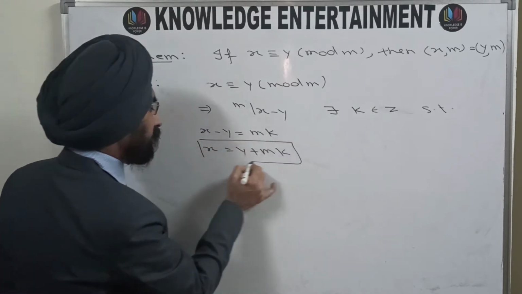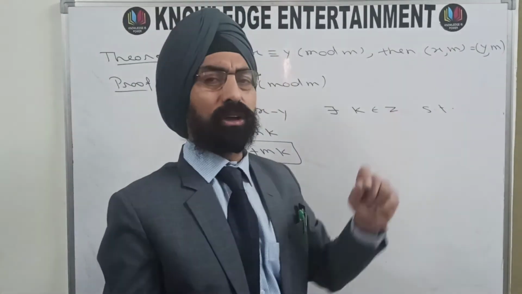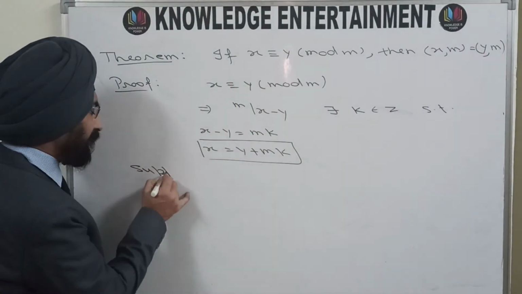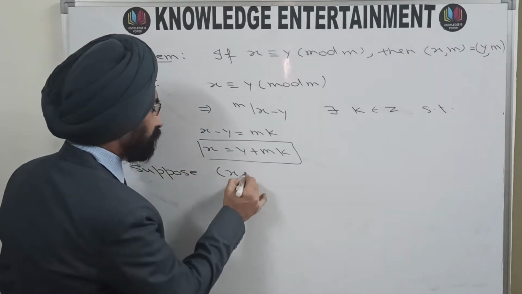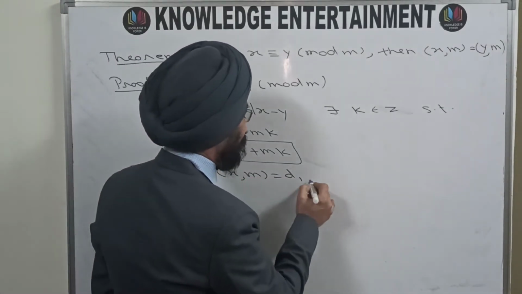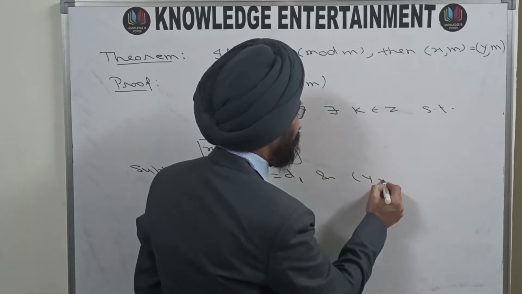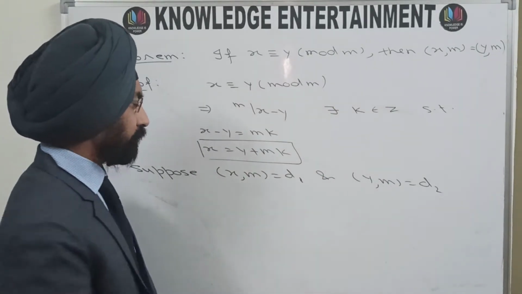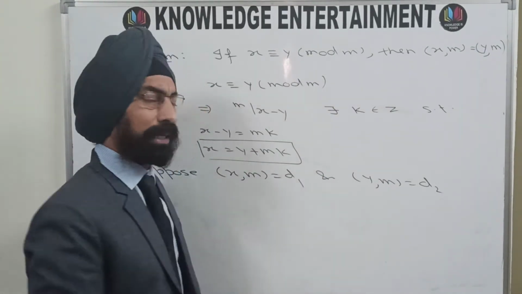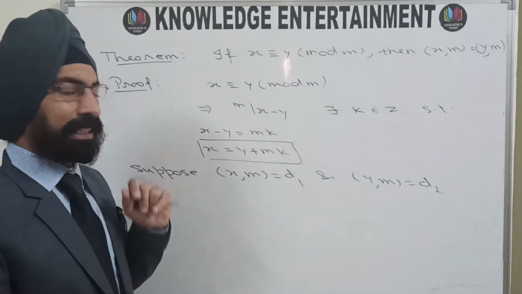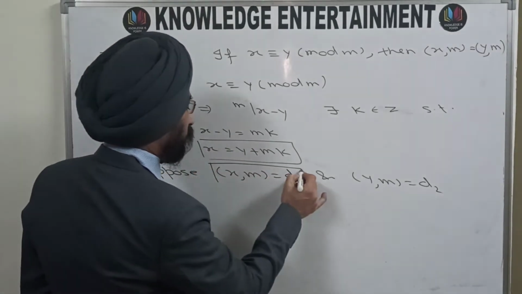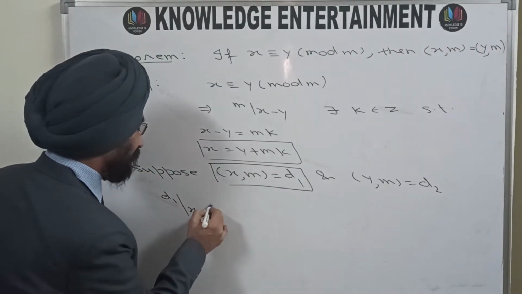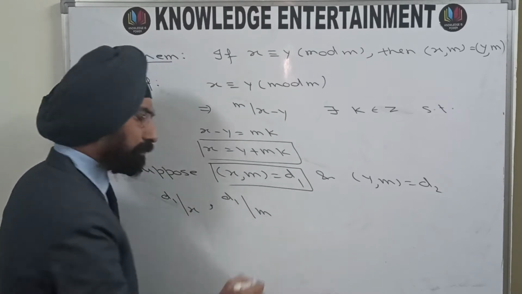This will be used to show that GCD of X and M and GCD of Y and M are the same. Suppose GCD of X and M is d1 and GCD of Y and M is d2. So what is left to prove is that d1 and d2 are the same, so d1 is equal to d2. That is what remains to be proved. Now what is d1? d1 is the GCD of X and M. So that means d1 divides X and d1 divides M.